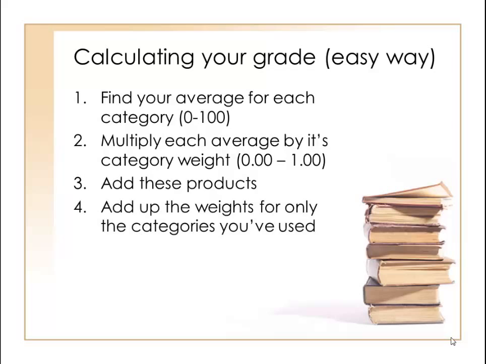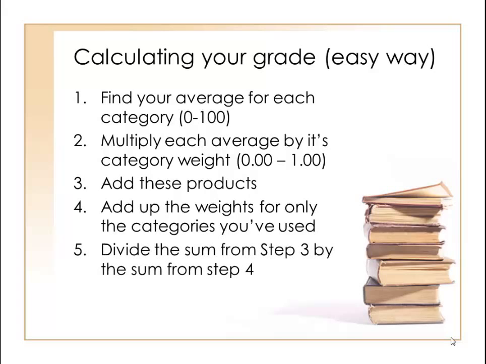Separately, I'm going to add up the weights for just the categories for which I have an average. So let's say homework and tests, but not the final. Finally, I'm going to divide the sum from step 3 by the sum from step 4. This step right here adjusts your grade to ignore any missing categories like a final exam.